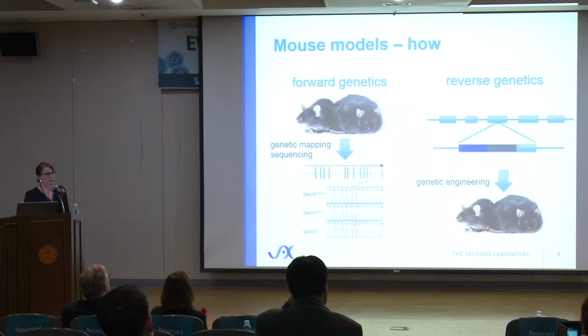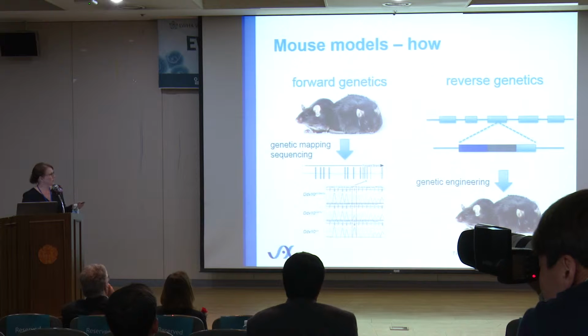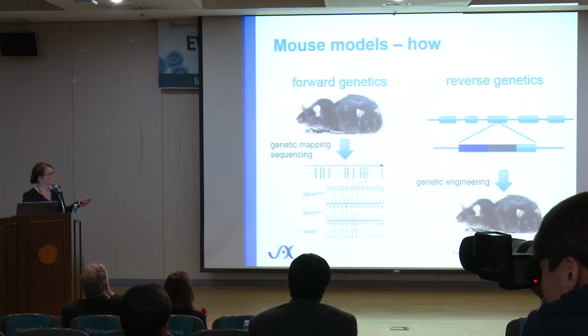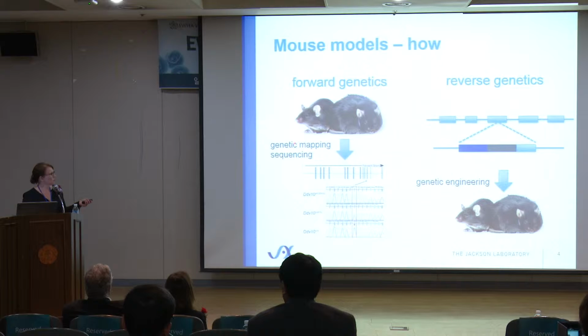So, a couple of approaches. This is just some background to forward and reverse genetics. Some of you might already be familiar with these approaches. Forward genetic approaches is where you start with an animal that has a phenotype of interest. This is an example of an obese mouse here. The idea is to use genetic mapping and sequencing to understand the genes that are responsible for that phenotype. Reverse genetic approaches involve starting with the gene. In this case, you might have some idea of what a gene might do or that it might be involved in a particular disease. So you can use genetic engineering to modify that gene, and then you can study the resulting phenotype.